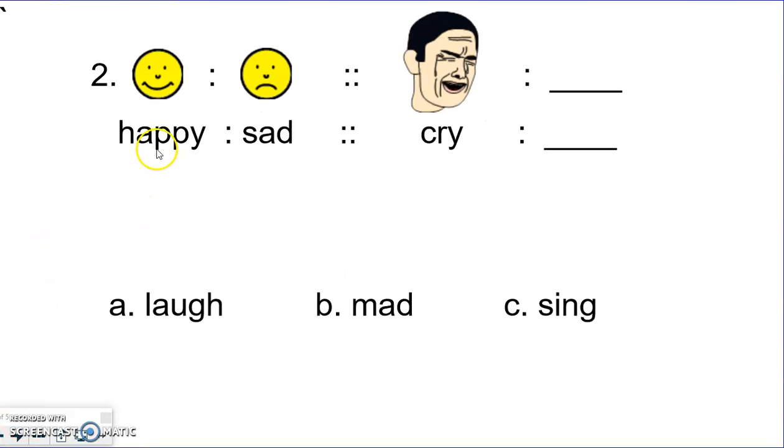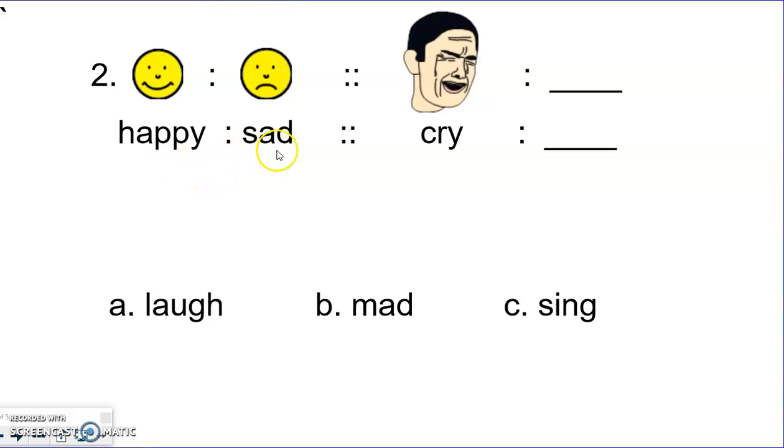All right, look at this one. Happy is to sad. All right, let's think about it and let's decide if happy and sad mean the same thing or if they mean the opposite thing. Happy and sad are opposites. They are emotions or ways that you feel, but they are opposite emotions or opposite ways that you feel. So if happy and sad are opposites, then cry and our answer choice needs to also be opposites.